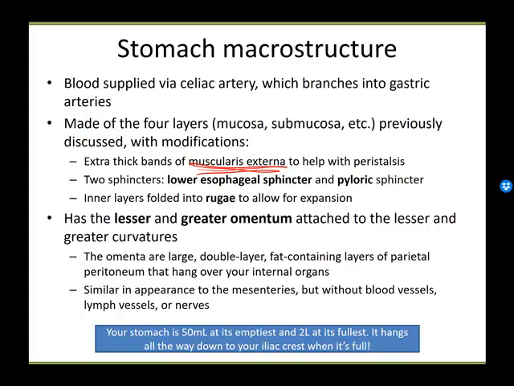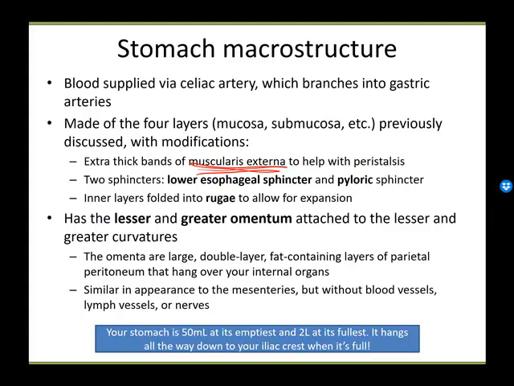You can actually feel where your greater omentum ends on you, probably, if you have sufficient amounts of body fat. It's the greater omentum that kind of gives you that pot belly if you're a little overweight. And it ends right above where your pelvic bones come together, right above the pubic symphysis. So right where your genitalia start, that's where the greater omentum ends.